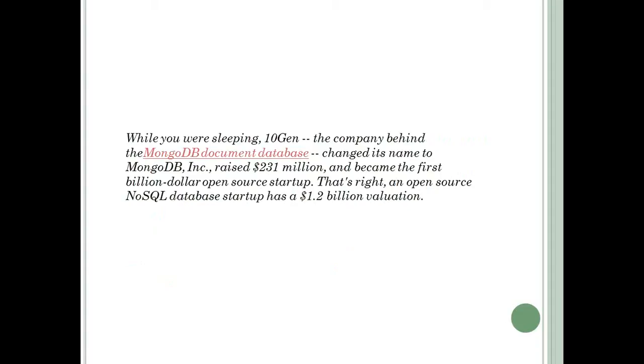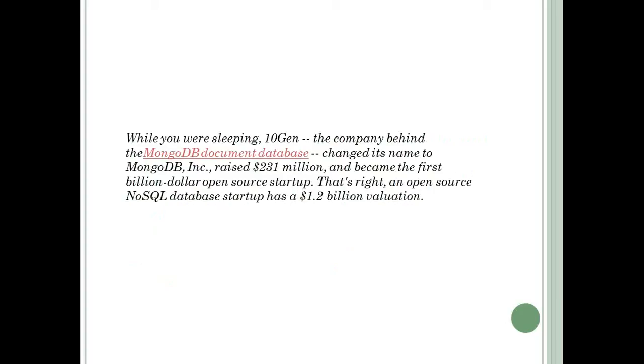Just to give you a brief on what MongoDB is. MongoDB is a NoSQL database, we know, and it is document oriented. We'll come to know what that is about. Tengen is the company that came up with the idea of a document-oriented database. The slide says: while you were sleeping, Tengen, the company behind the MongoDB document database, changed its name to MongoDB. It raised around $231 million and became the first $1 billion open source startup. That's right, an open source NoSQL database startup.